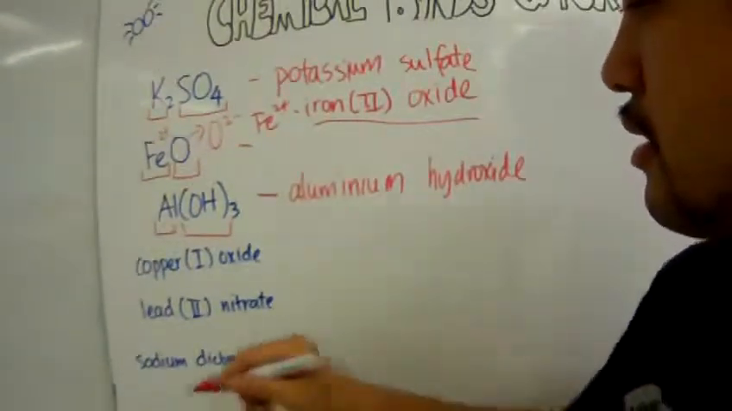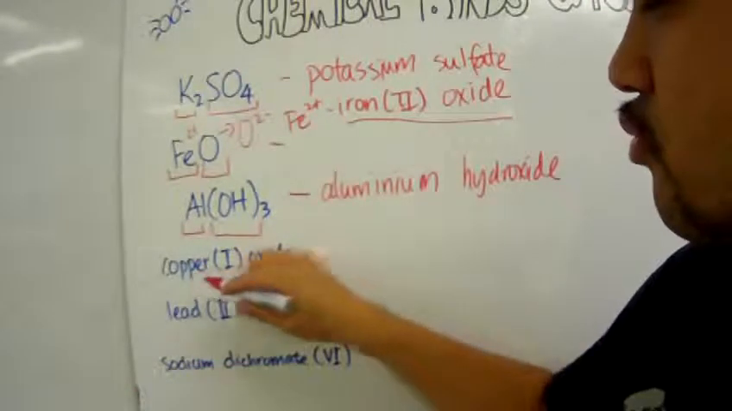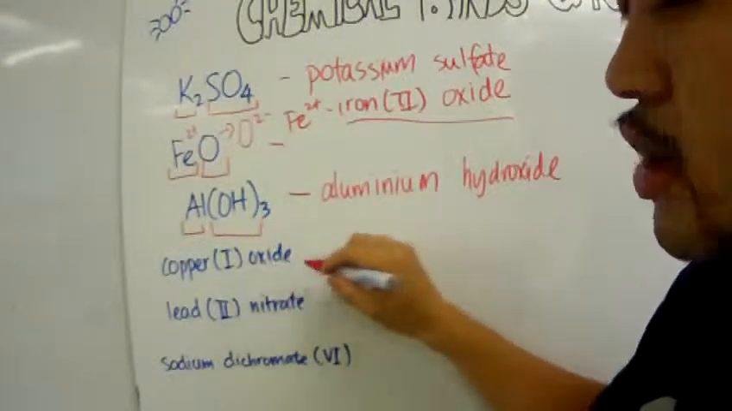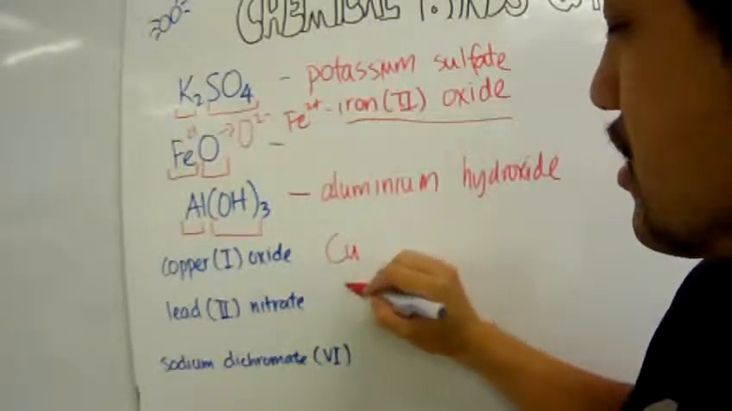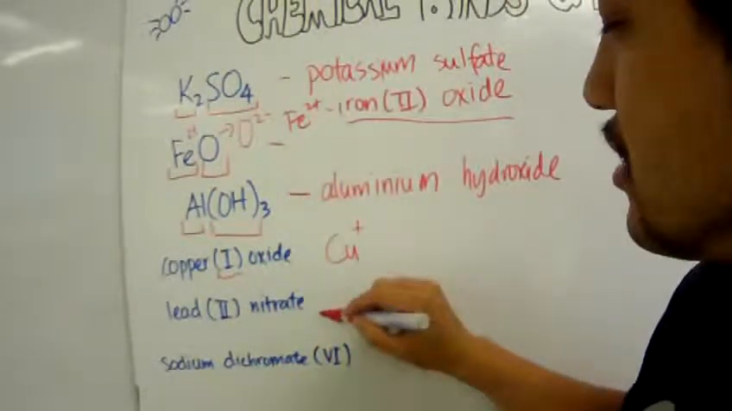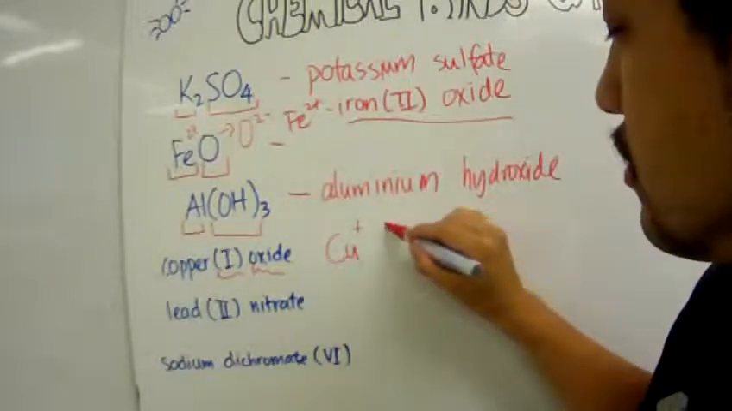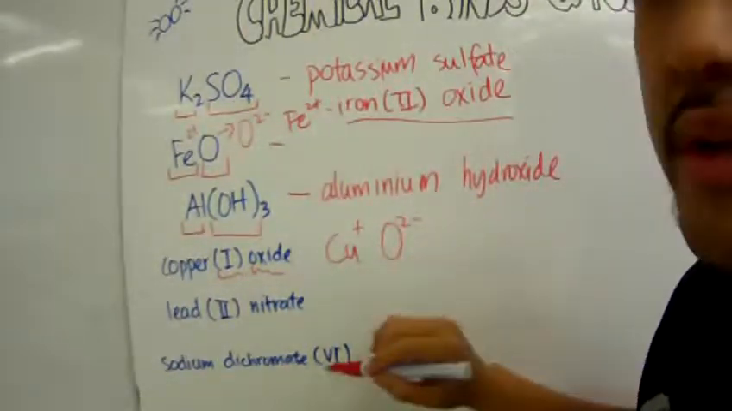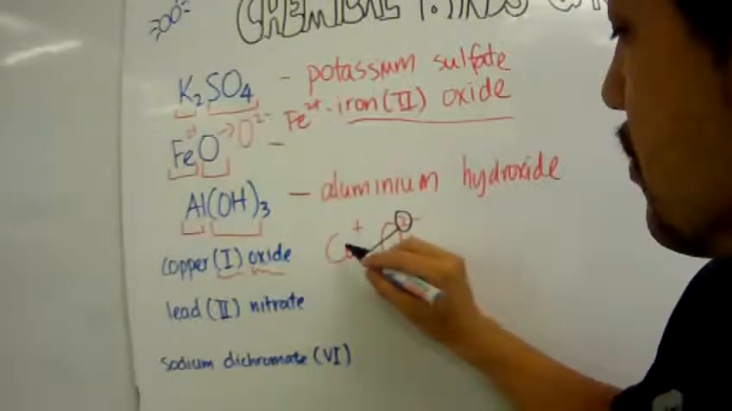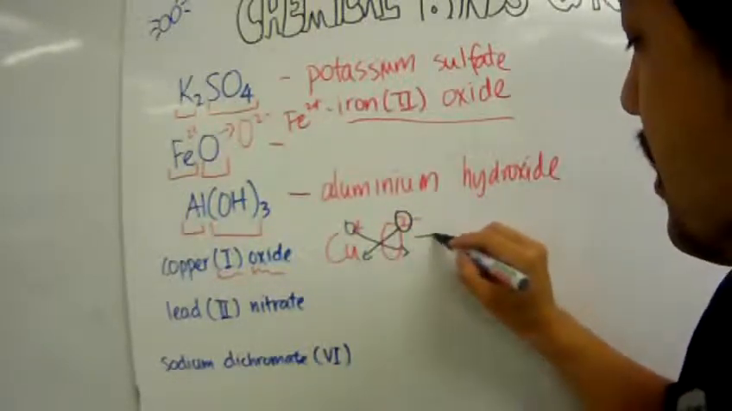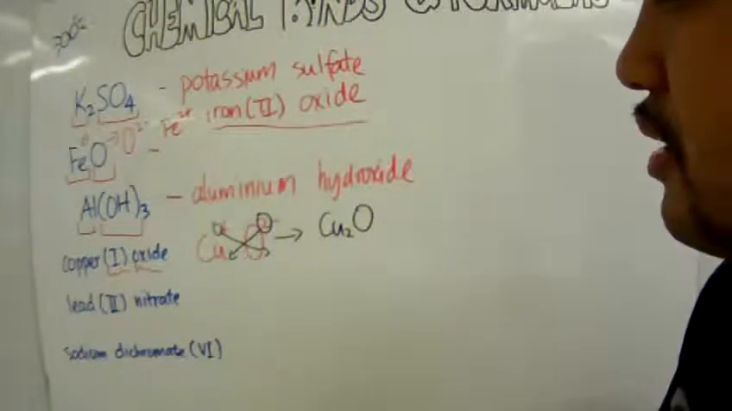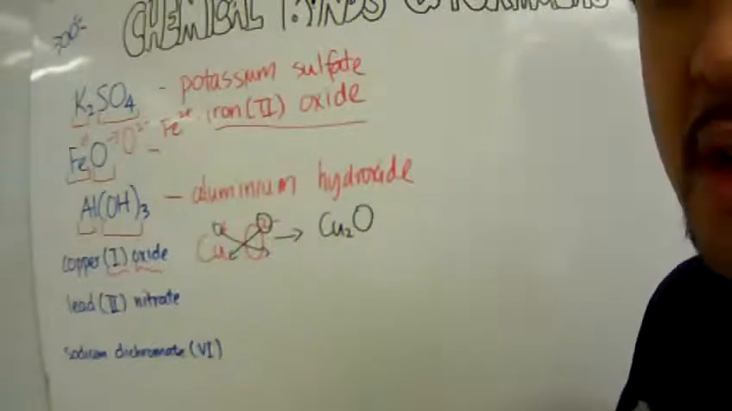We have copper(I) oxide. So first we need to write the formula symbols for copper(I). Copper is Cu, and because this is the charge that's given to us, we know it's a plus. Oxide, we know, is a 2 minus. And so what would the formula be? Well, again, we can do the drop and swap technique. We'll put 2 here, and we'll put 1 over there, and what you will get is Cu2O. And that will be the formula for copper(I) oxide.